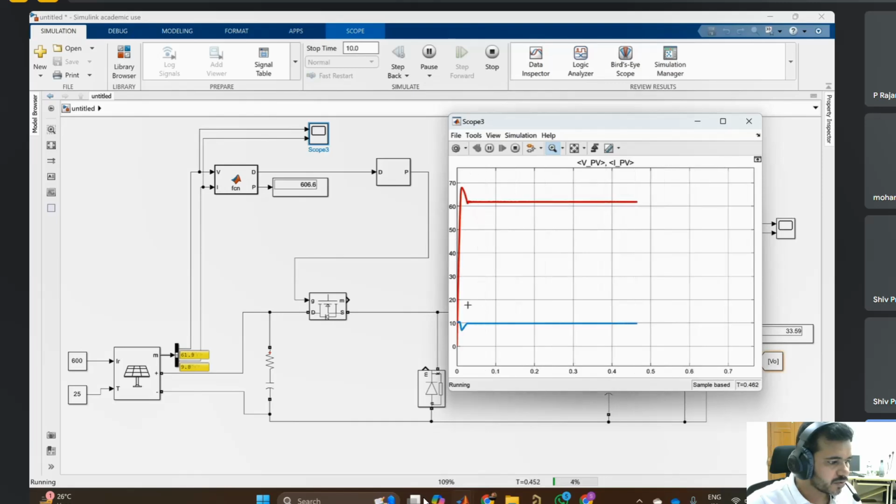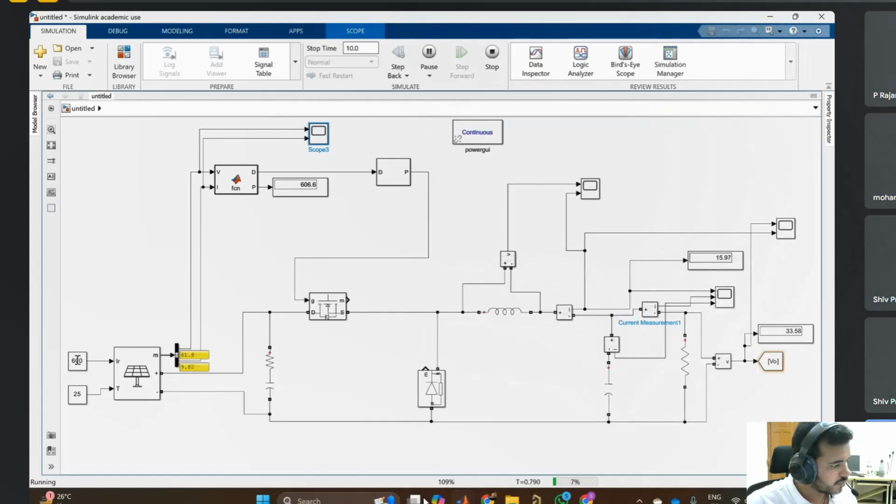The open circuit first flows, and it will extract the maximum power. To increase this one.